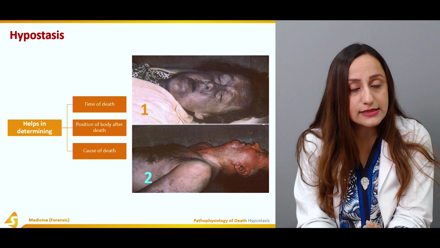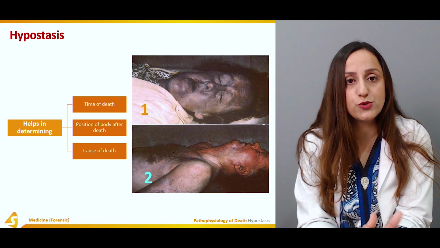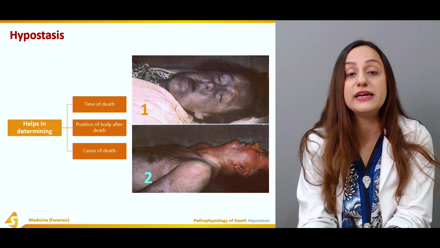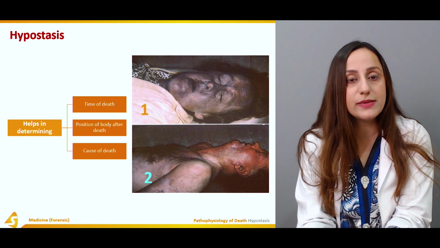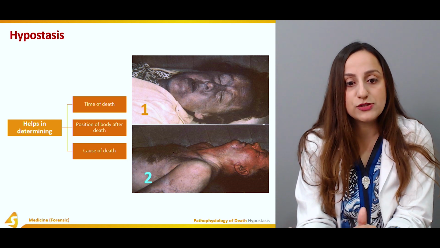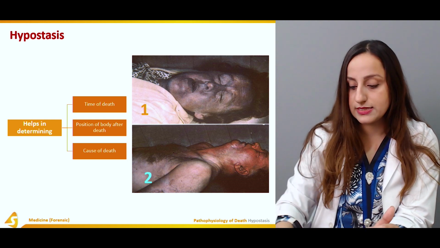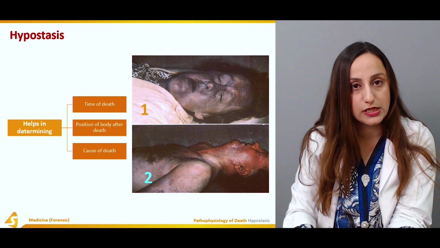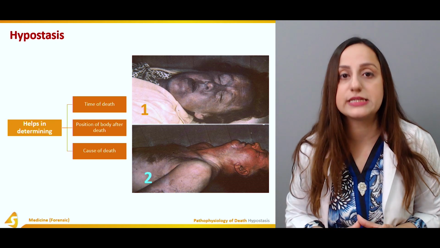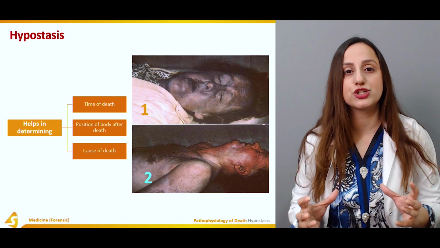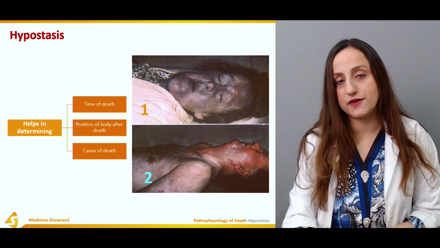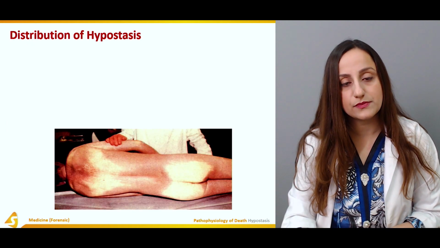The time of death is calculated, as I've already told you, 1 to 3 hours, 3 to 6 hours, and more than 8 hours, there will be a fixed lividity. So that will help in determining how much time has passed after death. Now, the position of the body after death: if the person is moved in the phase when the post-mortem lividity was reversible, then we'll not have an established post-mortem lividity, and that will indicate towards the positioning of the body after death.